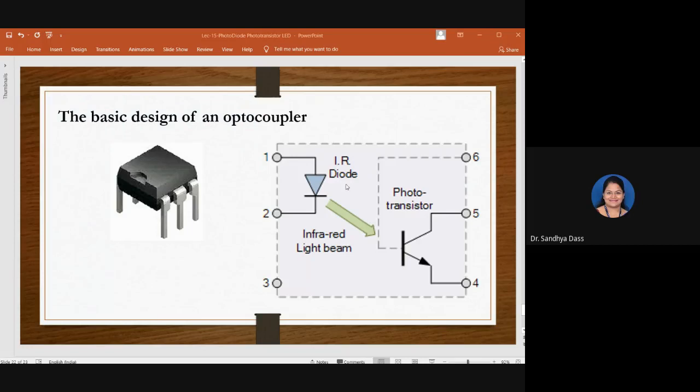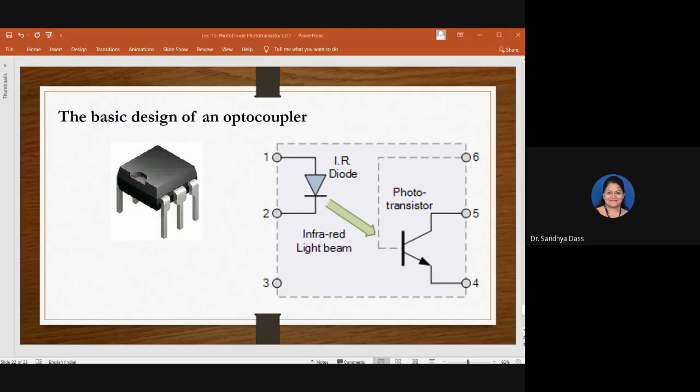So that is how the LED can be used, and that combination of LED and the photosensitive device can be used as an optocoupler. So here the input will be the electrical signal that is applied to the LED, and the output will be the output coming from the transistor. Both devices are isolated, but enclosed in a single body.